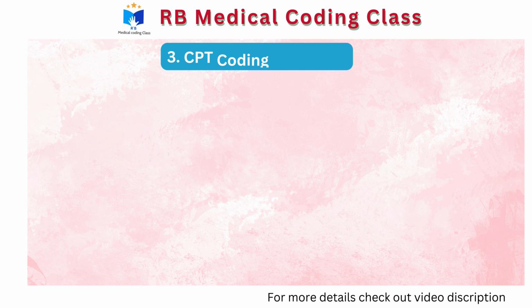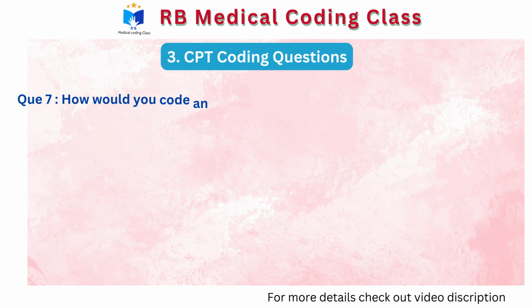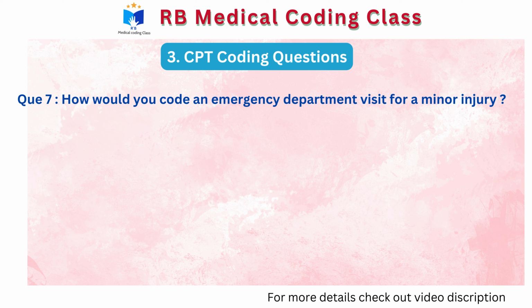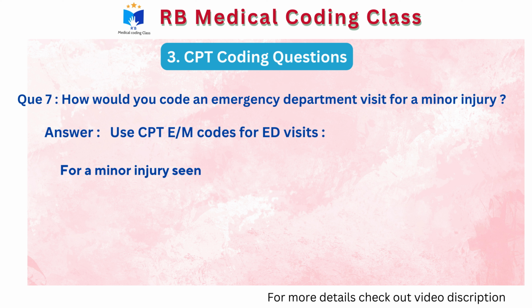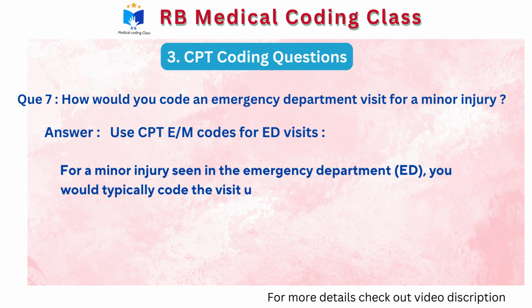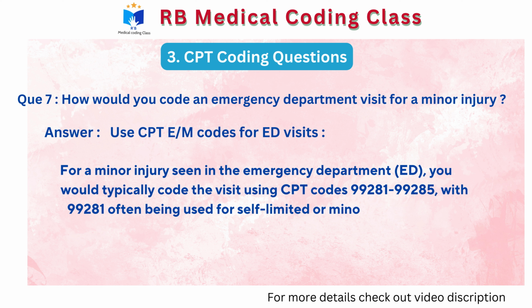3. CPT coding questions. Question 7. How would you code an emergency department visit for a minor injury? Answer. Use CPT E/M codes for ED visits. For a minor injury seen in the emergency department, ED, you would typically code the visit using CPT codes 99281 to 99285, with 99281 often being used for self-limited or minor problems.